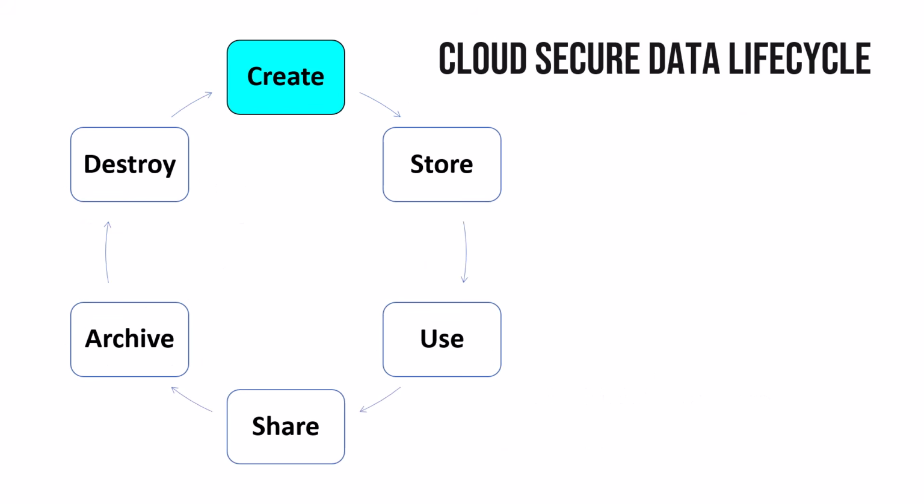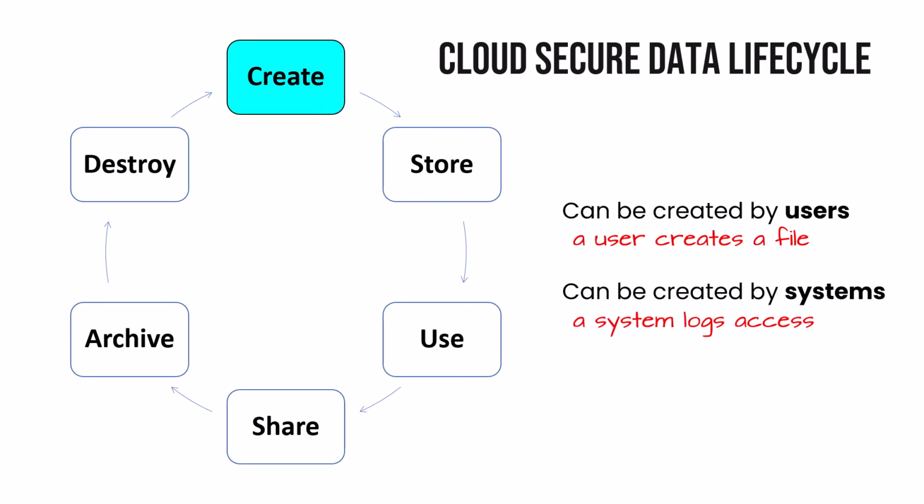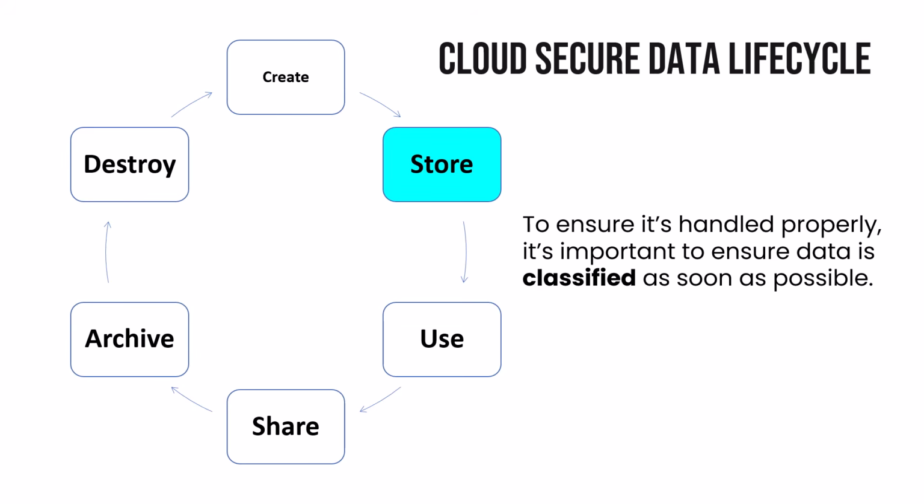So let's start with the cloud secure data lifecycle. The lifecycle begins with data creation. Data can be created by users. For example, a user creates a file. Data can also be created by systems. A system logs access. To ensure data is handled properly, it's important to ensure data is classified as soon as possible after creation.